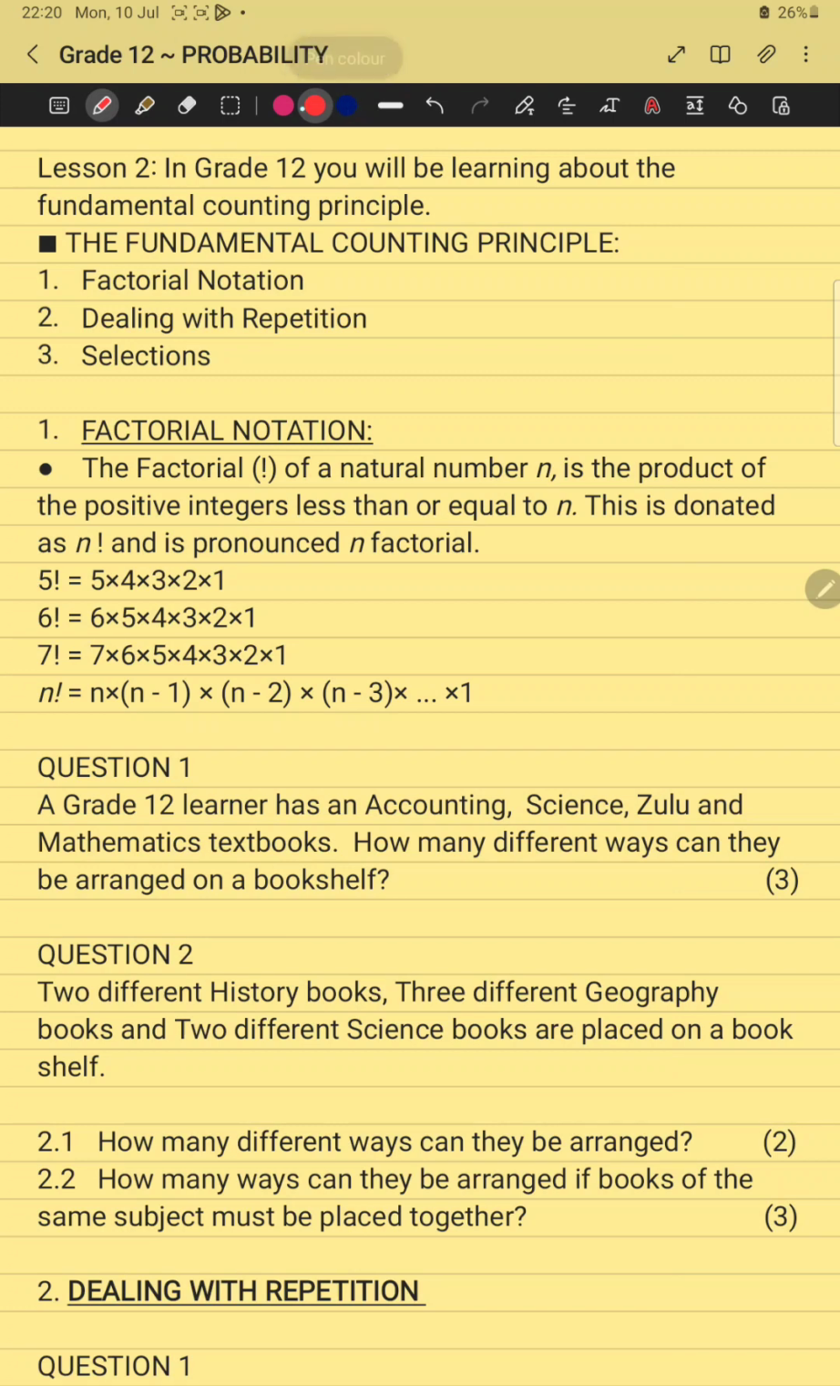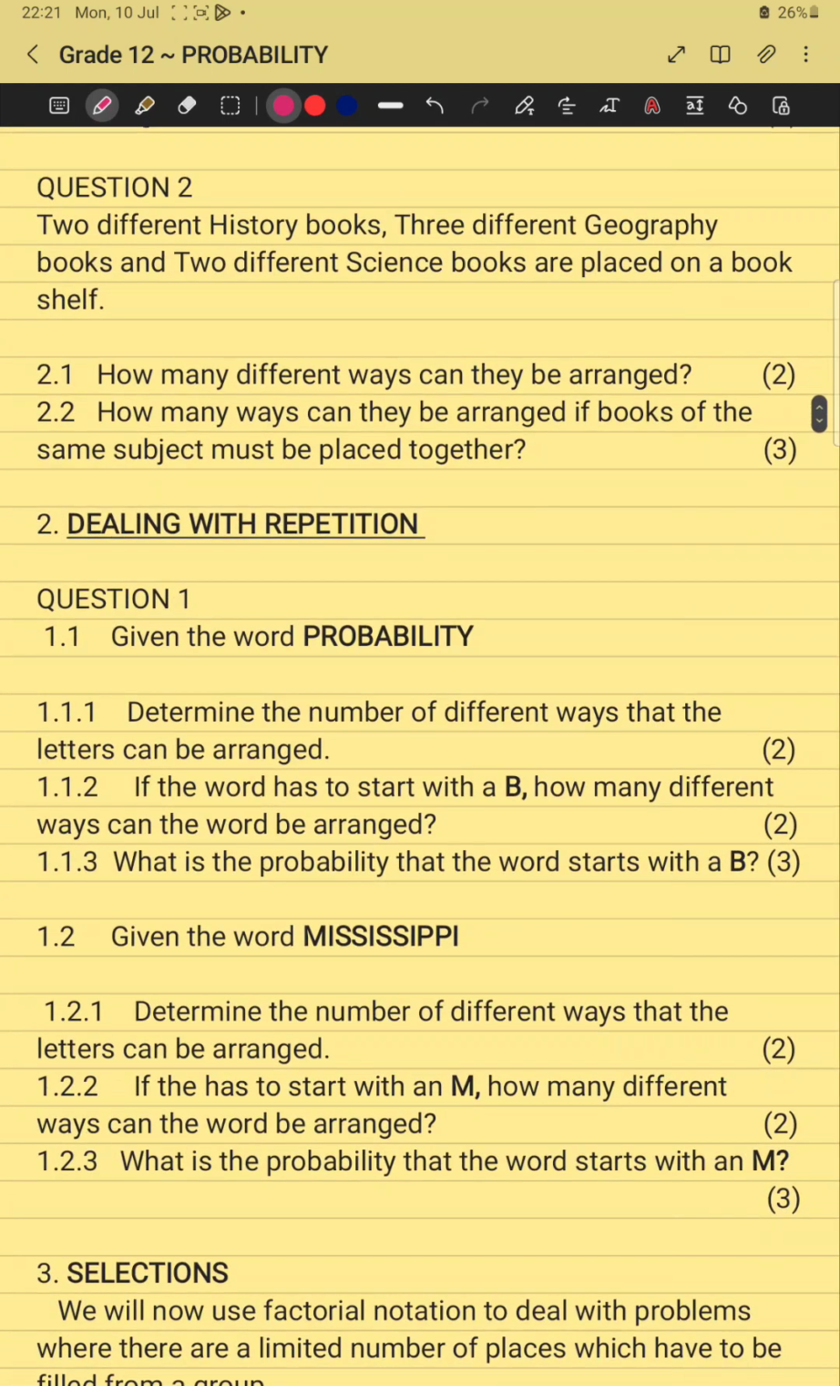Now let's begin. So under the fundamental principle, we've got factorial notation. We'll be talking about that, and we will be talking about dealing with repetition and selection, 3 of them. So these are the parts that I would like us to discuss today in this video.